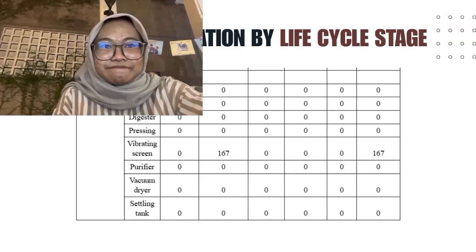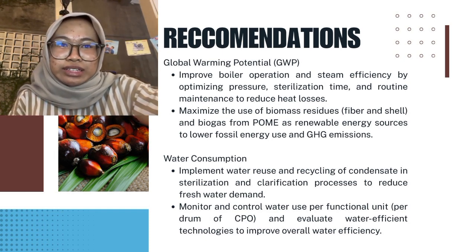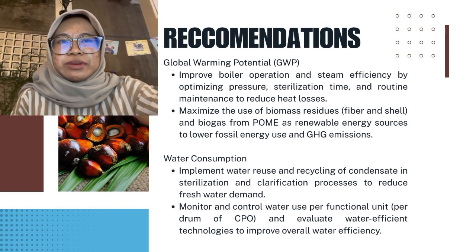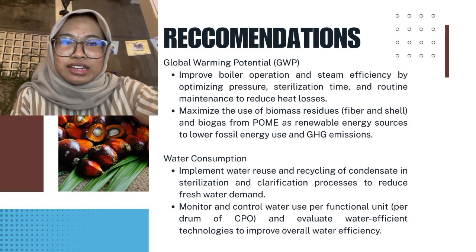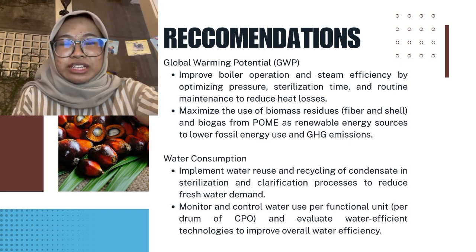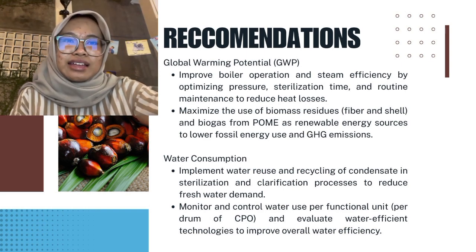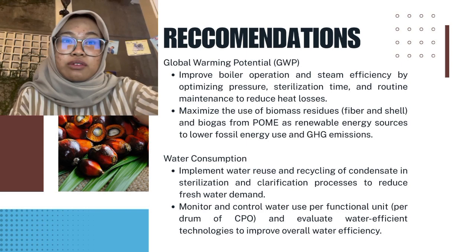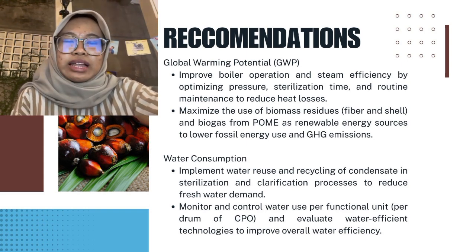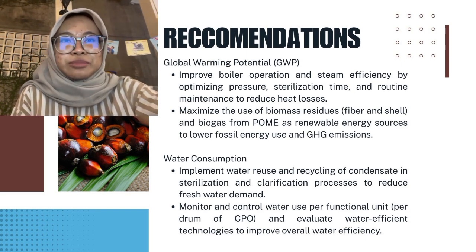Thank you. Based on the presentation, recommendations are made to address the two main environmental impacts. The first impact is global warming potential, and the first recommendation is to improve boiler operation and steam efficiency by optimizing pressure, sterilization time, and routine maintenance to reduce heat loss. The second recommendation is to maximize the use of biomass residues such as fiber and shell, and biogas from POME, as renewable energy sources to lower fossil energy use and greenhouse gas emissions.